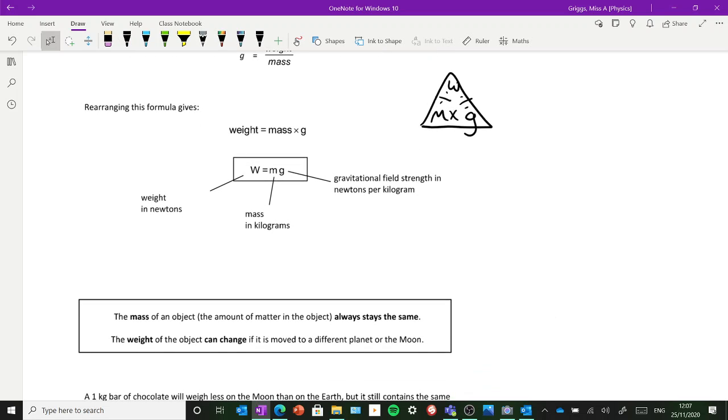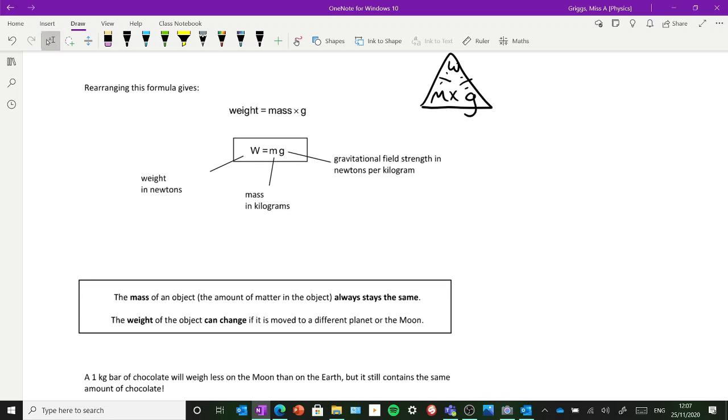And just a reminder, the mass of an object, which is the amount of matter, always stays the same. So you could go to Pluto, you could go to Mars, your mass would be exactly the same, but your weight would be different because that depends on the gravity. So the weight of an object can change if it's moved to a different planet or the moon. A 1 kilogram bar of chocolate will weigh less on the moon than on the Earth, but it still contains the same amount of chocolate. So you still contain the same amount of matter, your bones and your blood and your muscles and things, but your weight will be different depending on the gravity.